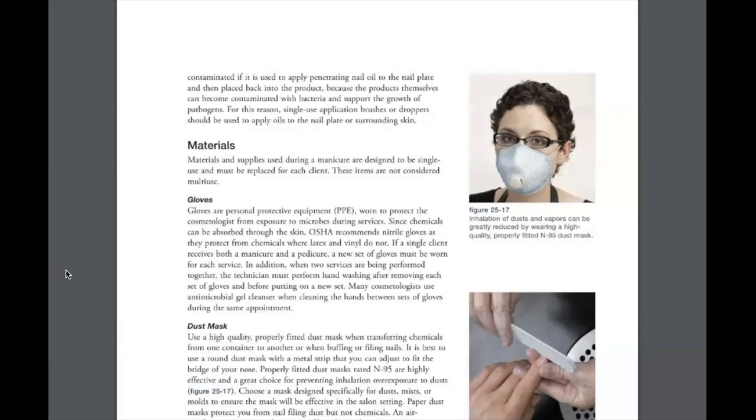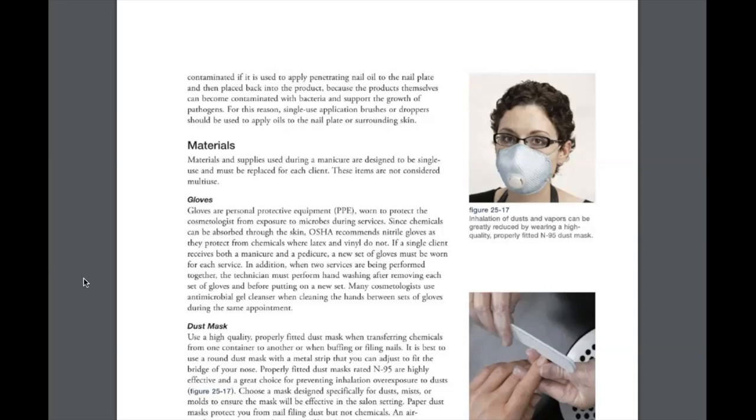These ones in particular, the dust masks, are high quality, properly fitted dust masks for when you're transferring chemicals from one container to another or when buffing or filing nails, so that the debris that's coming off or flying around doesn't get breathed in. It is best to use a round dust mask with a metal strip that you can adjust to fit the bridge of your nose properly. The ones we use when we squeeze them, we all know what these are.